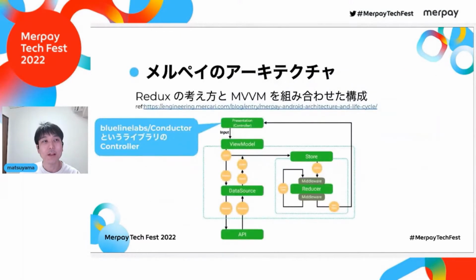Here is the basic architecture of Merpay. This diagram was previously published in the Merpay Tech blog. Merpay is structured in a way that combines the ideas of Redux and MVVM. The presentation part uses a library called Controller from the Conductor library. Input flows from this presentation to the view model, which generates an action in response to that input. The action may flow directly to the store, or depending on the action, a new action may be generated from the response with an API call. The reducer then receives those actions, generates a new state, and reflects that state in the presentation layer, and so on.